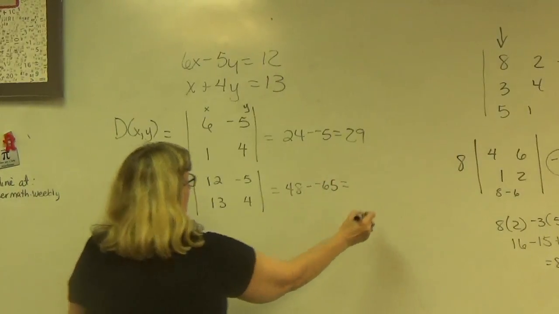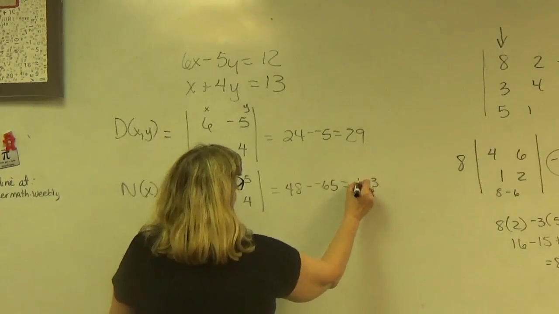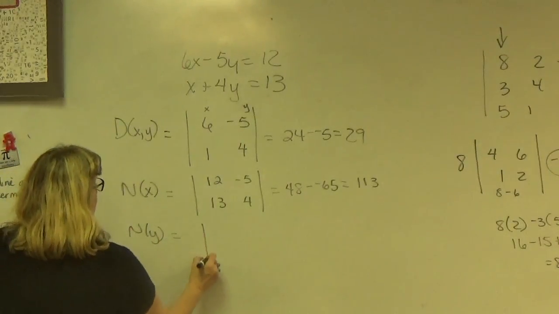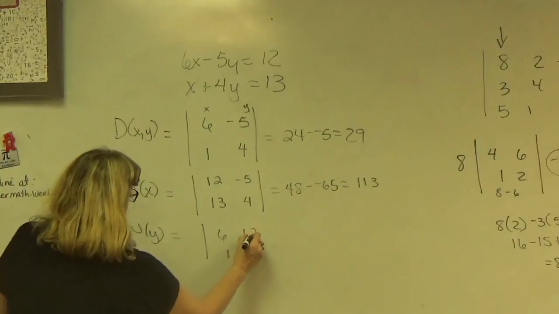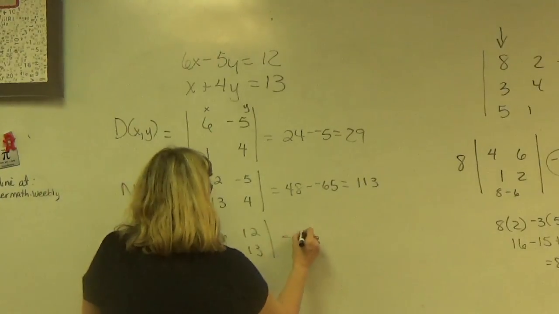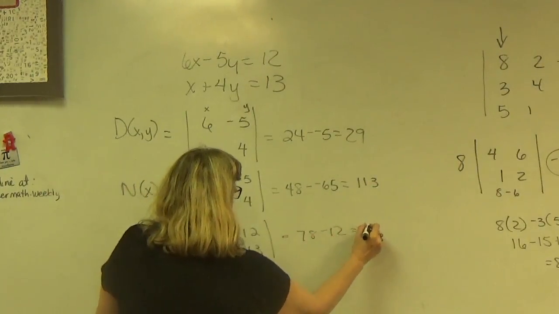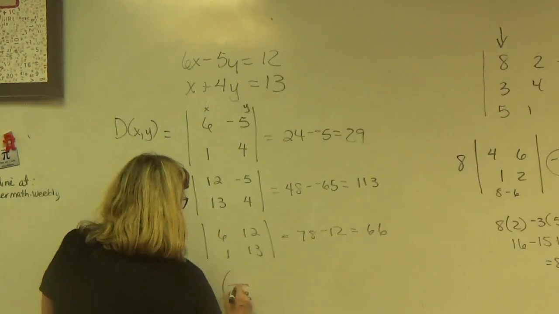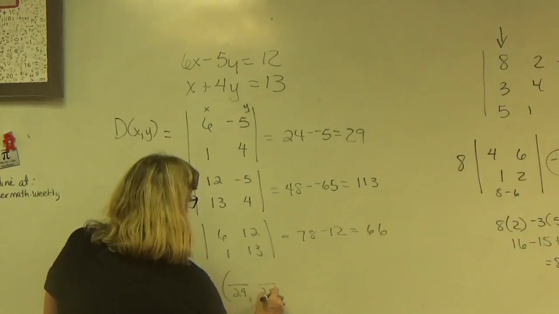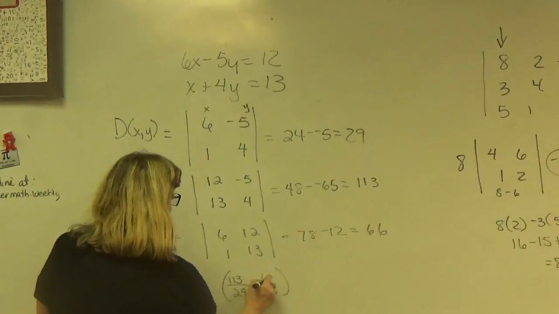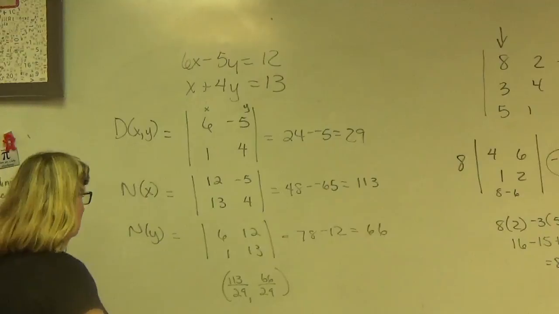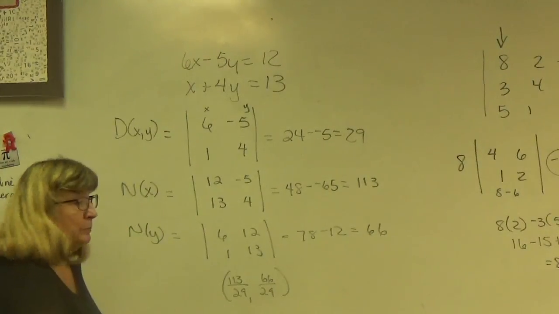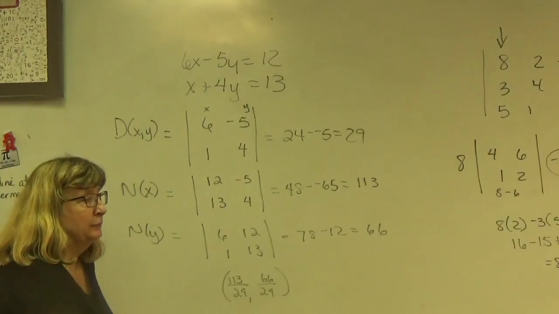113. Numerator of y, you replace the y column with 12 and 13. 66. And our answer, the denominator is 29, 113, and 66. I don't think anything goes into any of them. Nope. So there would be our answer, right? Yep. I said it wasn't going to be nice.